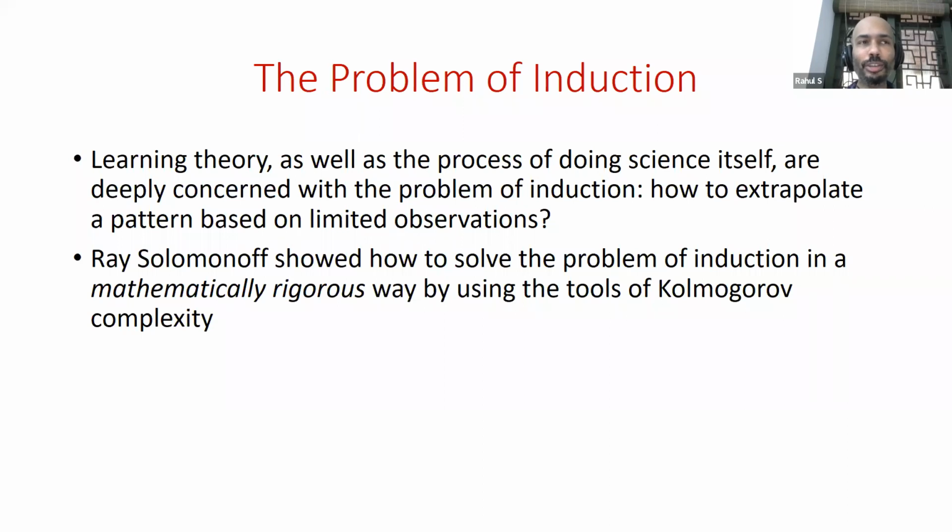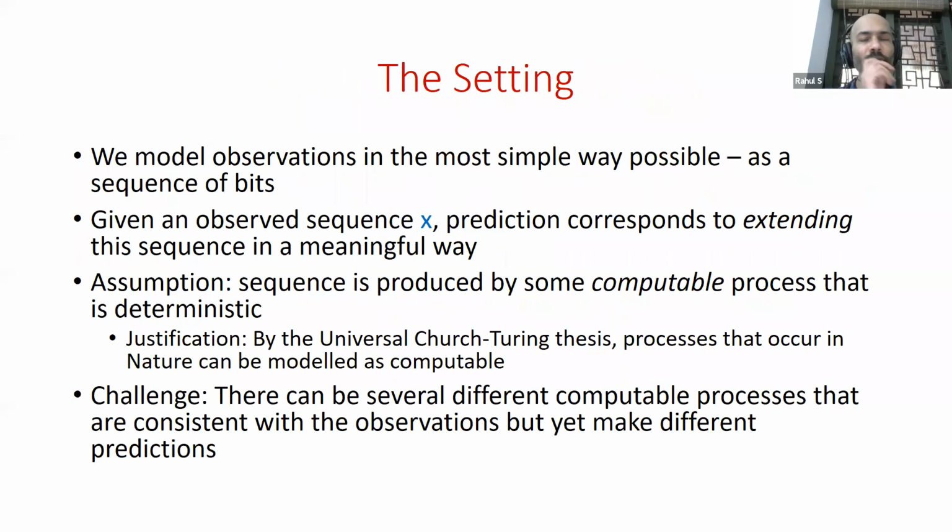And I'd like to explain, at least in a qualitative way, how that works. So what's the setting? What do we want to do? We have observations, and we want to try to discover a general pattern, and then we want to make predictions. How do we model observations? We model them in the simplest way possible, as a sequence of bits. We have some finite amount of data given as an observation, and let's say that's an observed sequence X, which is a string of bits.